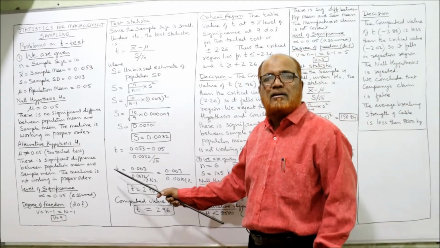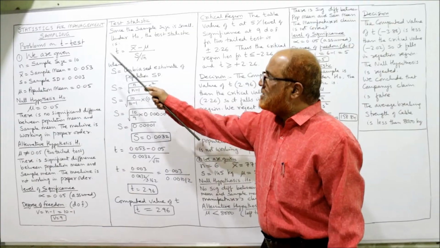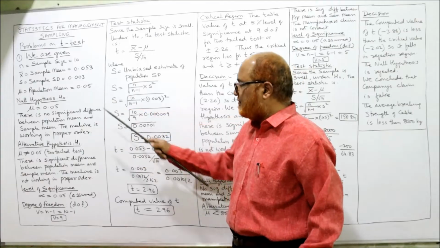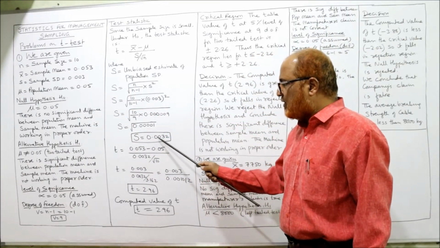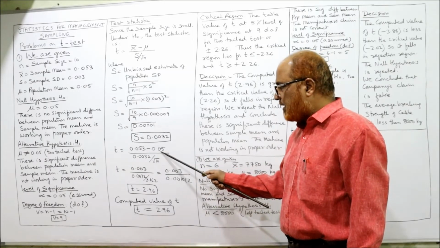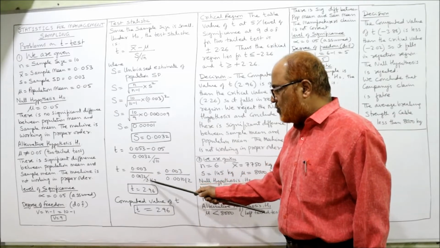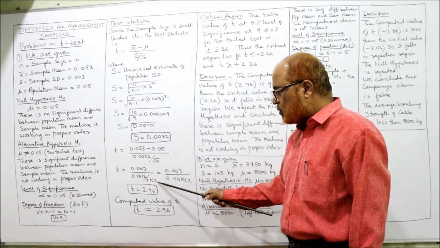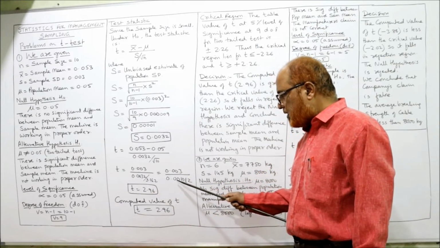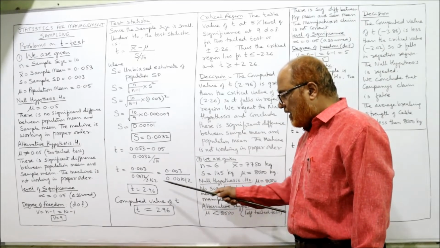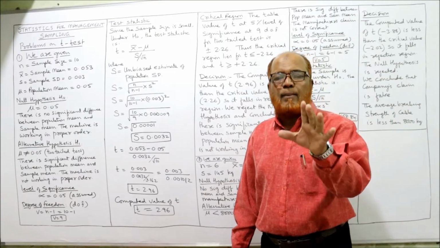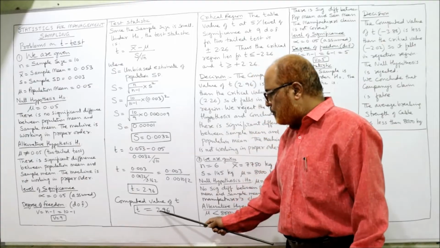Now we apply the formula. T is equal to X bar minus mu, divided by capital S divided by under root n. X bar is 0.053, mu is 0.05, S is 0.0032 as we just got, and n is 10. So 0.053 minus 0.05 is 0.003. Then 0.0032 divided by under root 10, you will get 3.162. Divide 0.0032 by 3.162 and you get 0.001012. Now divide 0.003 by it, you will get t value 2.96. So finally we got the computed value of t, 2.96.